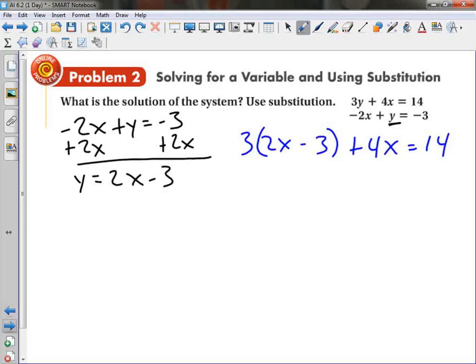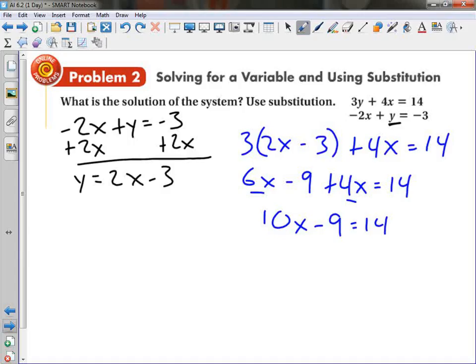Now, step 4 says to solve, so we're going to go 6x minus 9 plus 4x is equal to 14. If I combine like terms with the x's, I have 10 x's. And then to get x by itself, we need to add 9. We get 10x is equal to 23. Divide by 10, x is 2.3.